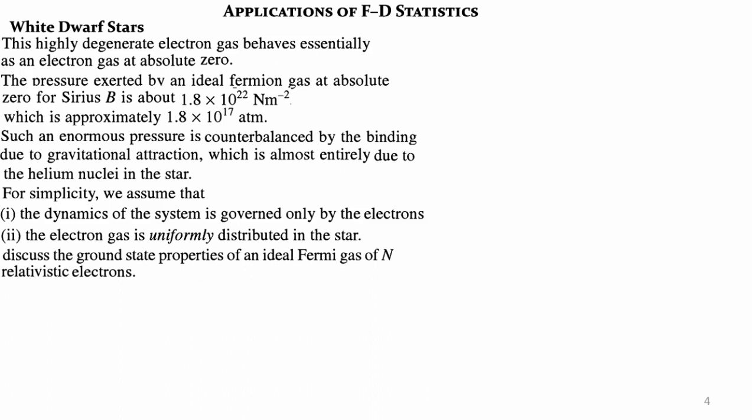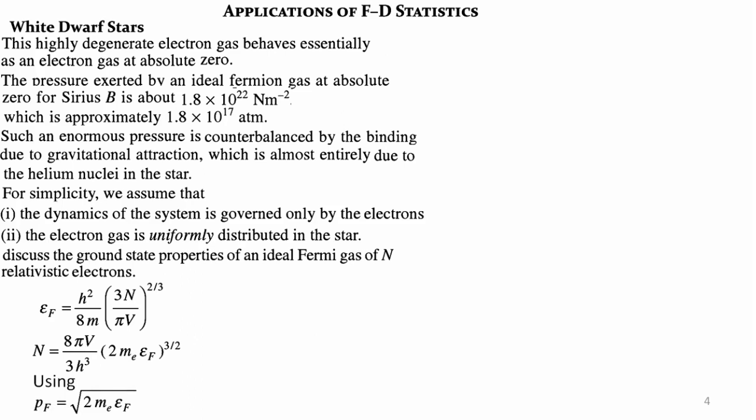Now, to discuss the ground state properties of an ideal Fermi gas of N relativistic electrons, know that we have to actually talk of relativistic electrons. Since their rest mass energy and kinetic energies are comparable to each other, we can write down the Fermi energy, which is of course known by this expression. From here we can write down N, the number of electrons, as given by this. This is just a rearrangement of this equation, so you can work it out yourself.